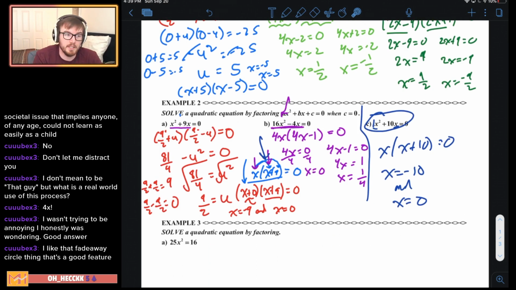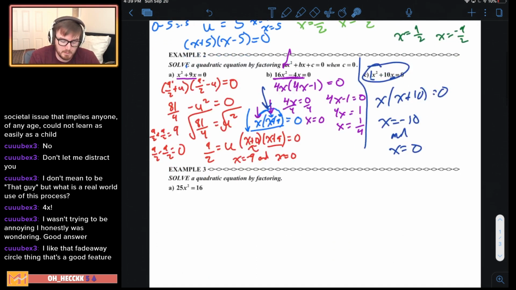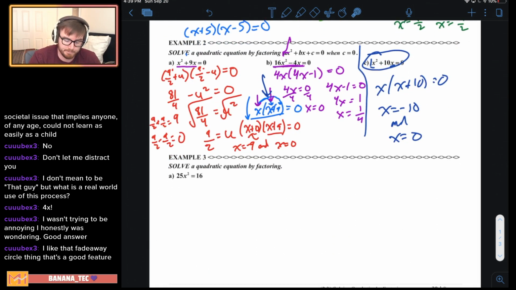I love the fadeaway circle. Thank you for noticing that. It's my favorite thing about this app.